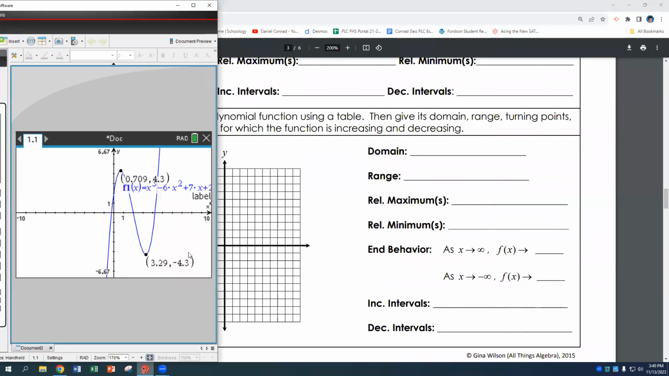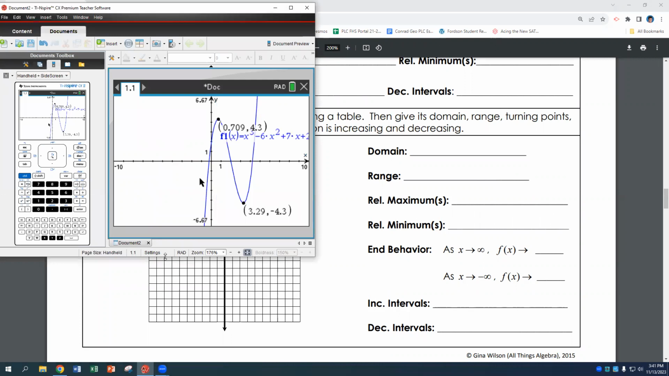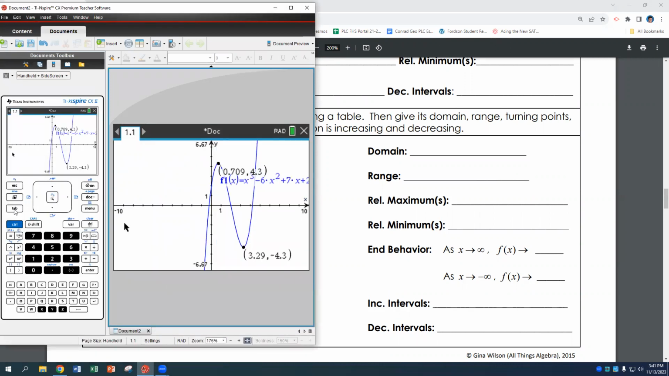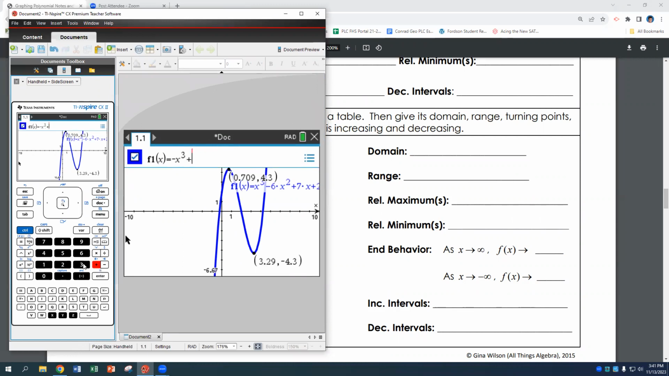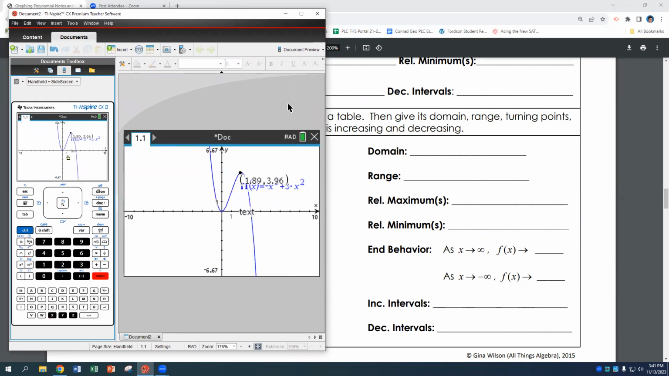So I'm going to put this in my calculator. Move my graph back up here. So we have negative x to the third plus. So I'm going to get tab and go back to my original. Delete all this. I have negative x to the third plus 3x squared. Okay, I'm going to hit enter. Okay, and then from there, we're going to look at domain and range.